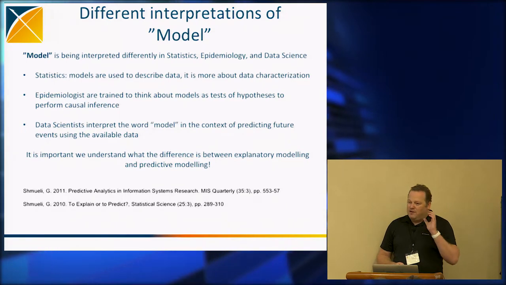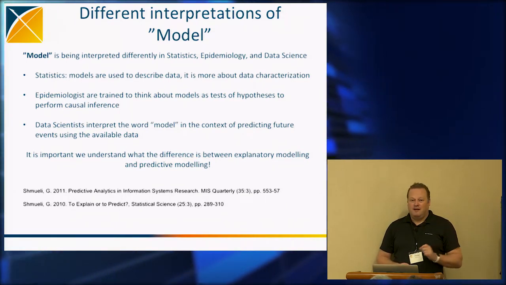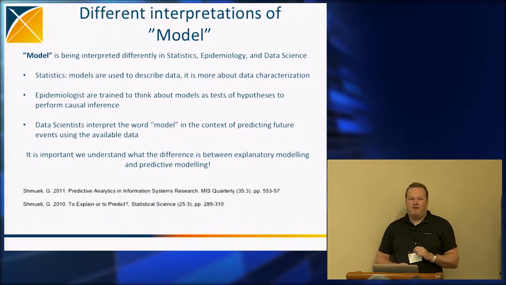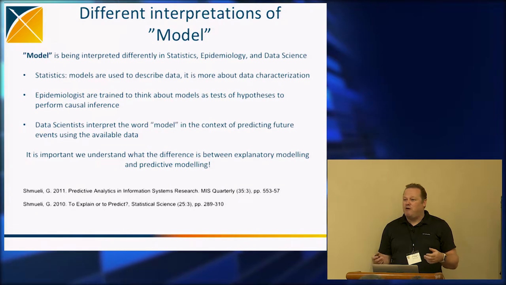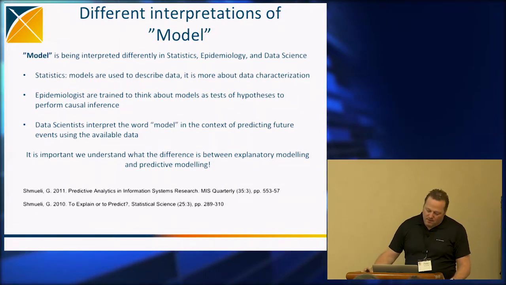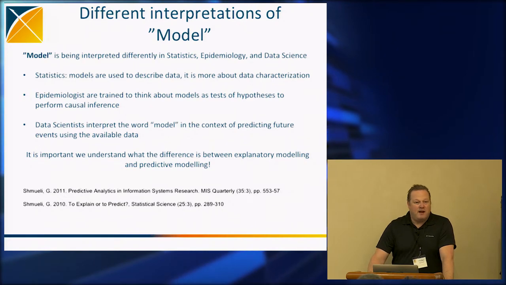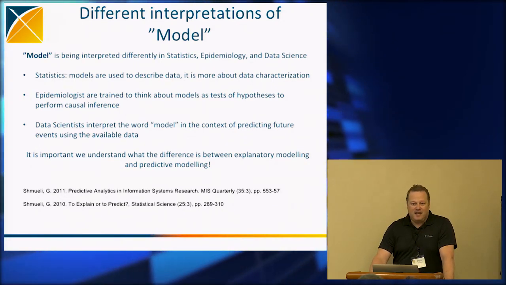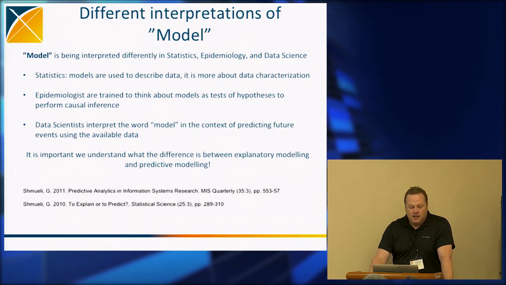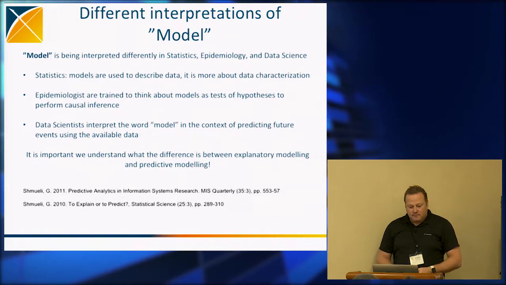What's actually pretty interesting is that the word model means something different for different people. It depends on your background, on where you come from, what model means for you. For example, people with a statistical background use model mainly to describe data. They think about distributions. The model is the distribution of the data, describes the data.